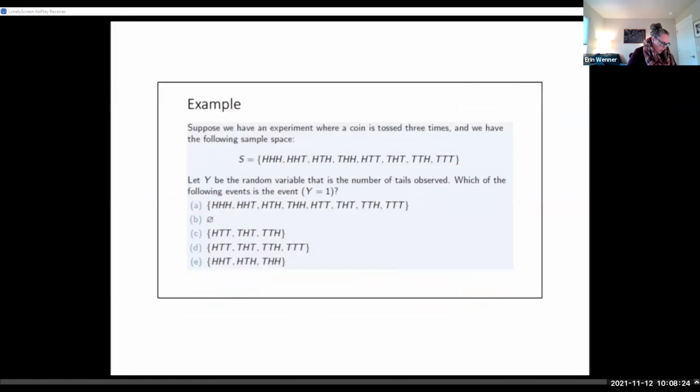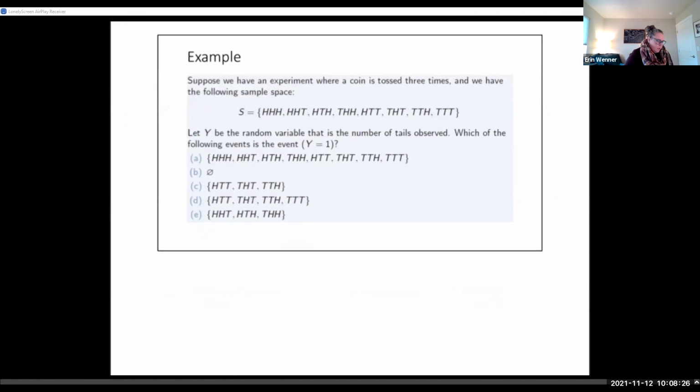So I want you to look at this example. Suppose we have an experiment where a coin is tossed 3 times, and we have the following sample space. Let y be the random variable that is the number of tails observed. Which of the following events is the event that y equals 1? So we're looking at which of those is where we have 1 tail. Go ahead and send me your answer in a direct message.